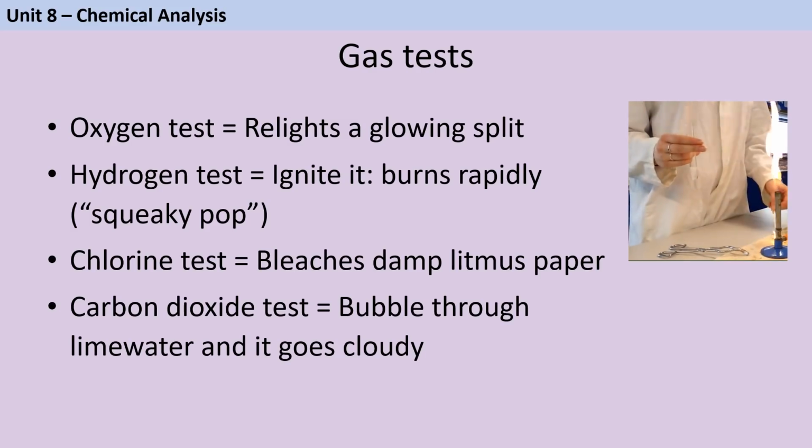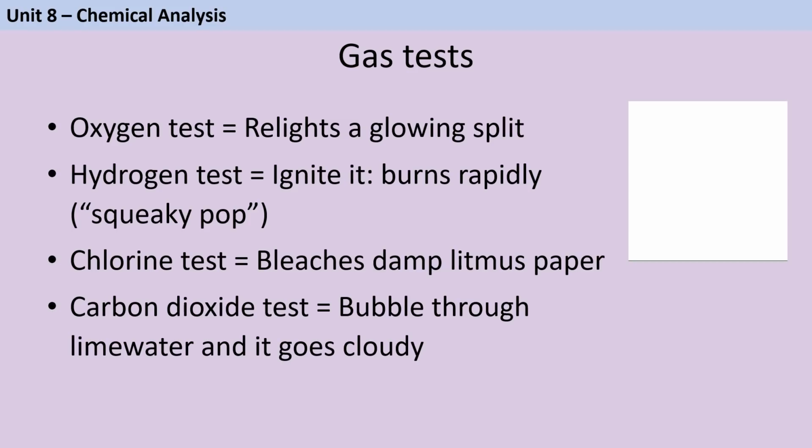Definitely hydrogen. To test for chlorine, we take some litmus paper, and it's important that it's damp litmus paper, and then the gas will bleach it and turn it white. And then finally, to test for carbon dioxide, we take the gas and we bubble it through lime water, which is a solution of calcium hydroxide. And if it is carbon dioxide, then the lime water will turn white because it will form a white calcium carbonate precipitate.